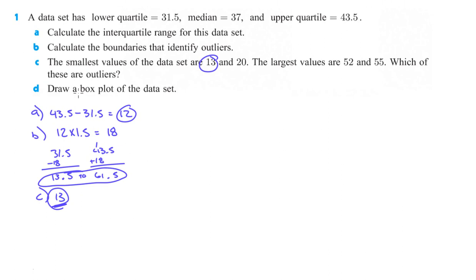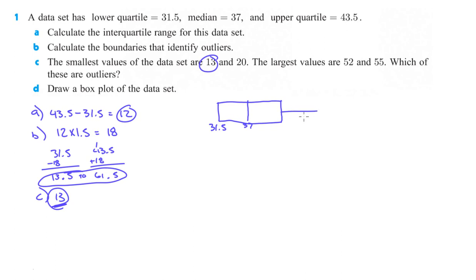Okay, and then part B, draw a box plot of the data set. Our lower quartile is 31.5. The median is 37, that's pretty close together, only off by 5.5. And then the upper quartile is 43.5, that's only about 6.5 up. So here's our box, and then our whiskers. We don't really know exactly, oh, I guess we do know the smallest and the greatest.